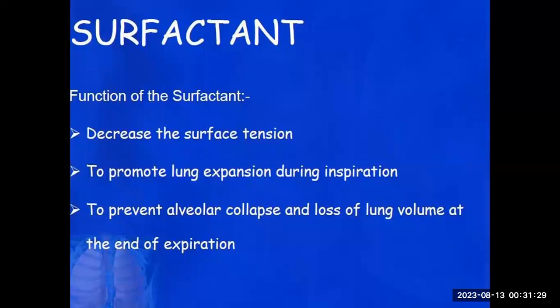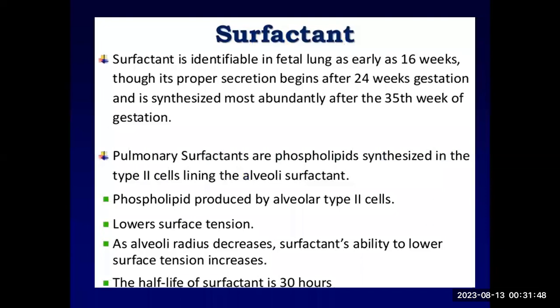What is surfactant? And what is the function of surfactant? Function of surfactant: decrease the surface tension, to promote lung expansion during inspiration, to prevent alveolar collapse and loss of lung volume at the end of expiration. Surfactant is identifiable in fetal lungs as early as 16 weeks of gestation, though its proper secretion begins after 24 weeks of gestation and is synthesized most abundantly after 35 weeks of gestation.